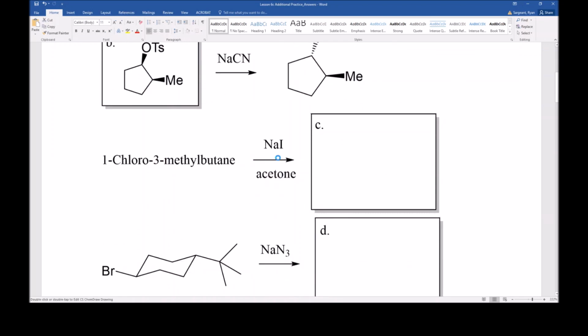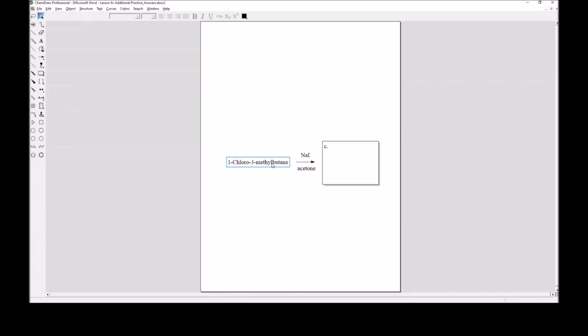Okay, for the next one. 1-chloro-3-methylbutane. Well, we need a structure for that. So this is what 1-chloro-3-methylbutane looks like. This is a little bit of nomenclature practice. We're going to react this with sodium iodide in acetone. Acetone is a common solvent for Sn2 reactions because it is a polar but aprotic solution.